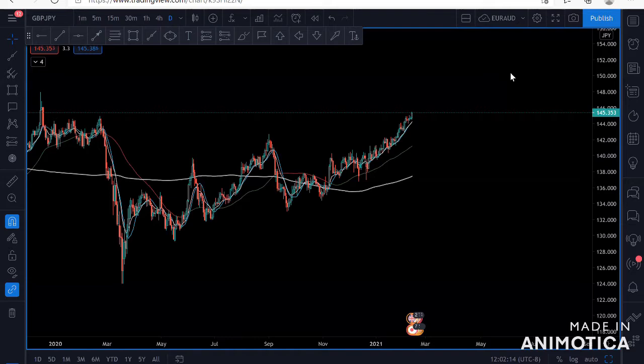But if you are a swing trader, you want to go on the higher time frames, like the monthly, the weekly, and the daily, and then you do the same process I'm going to show you.